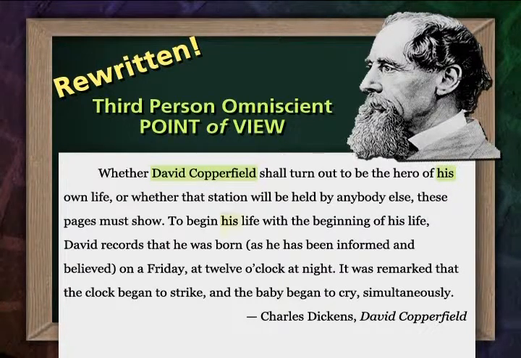To begin his life with the beginning of his life, David records that he was born, as he has been informed and believed, on a Friday at 12 o'clock at night. It was remarked that the clock began to strike and the baby began to cry simultaneously. So now I'm not looking at events through David Copperfield's eyes. I'm looking at events from above and seeing all.